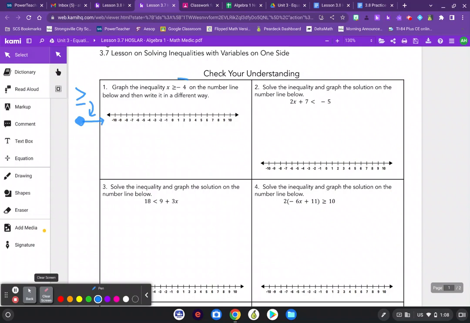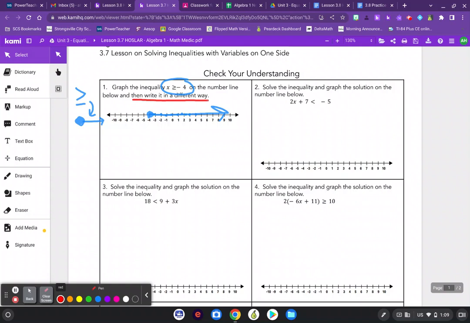So when this says x is greater than or equal to -4, I'm going to put a solid dot on the -4, closed circle because it's equal. And then I'm going to graph numbers that are bigger than -4. So like -3, -2, -1, 0. All these numbers to the right of -4 are bigger than -4. So I'm just going to draw a big giant arrow covering that part of the number line. And then it says, then write it in a different way. So I'm going to write this inequality in a different way.